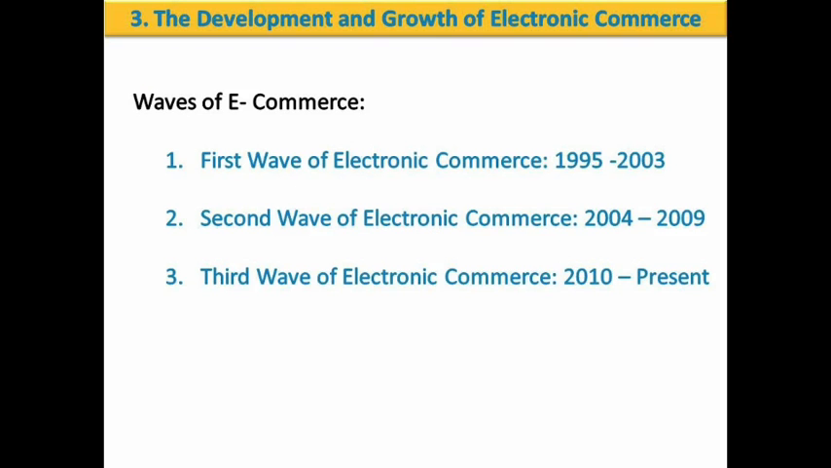Then we discuss the development and growth of electronic commerce. There are three waves of electronic commerce in the development and growth. The first wave of electronic commerce occurred during the years 1995 to 2003. During the first wave, most of the dot-com companies were American companies, so the websites were developed only in English. And the websites were only static. The dot-com bubble occurred during the first wave of electronic commerce.